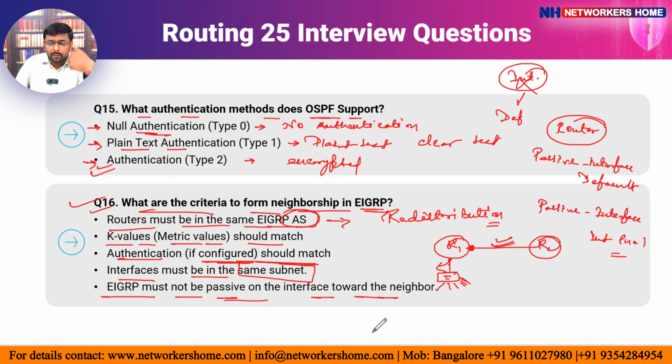So there are two ways of making an interface passive. With the help of the global command, that is passive-interface default, whatever interfaces we have on the router will all be passive. The second option is to go on the individual interface and make it passive, like how this is done.